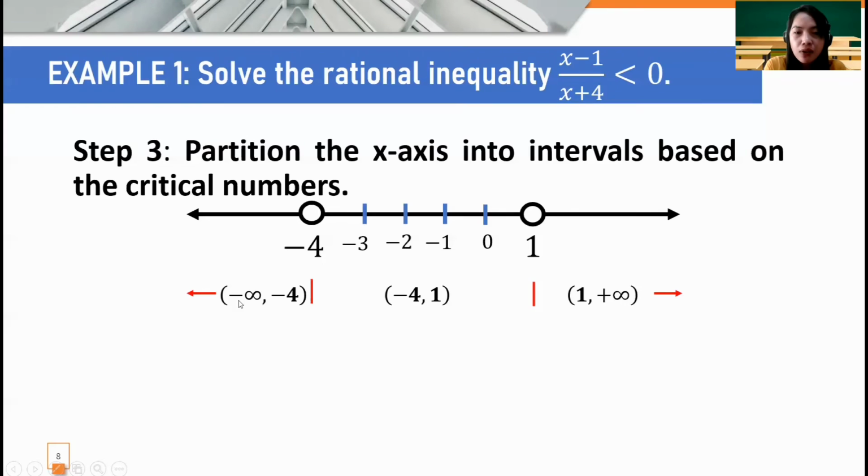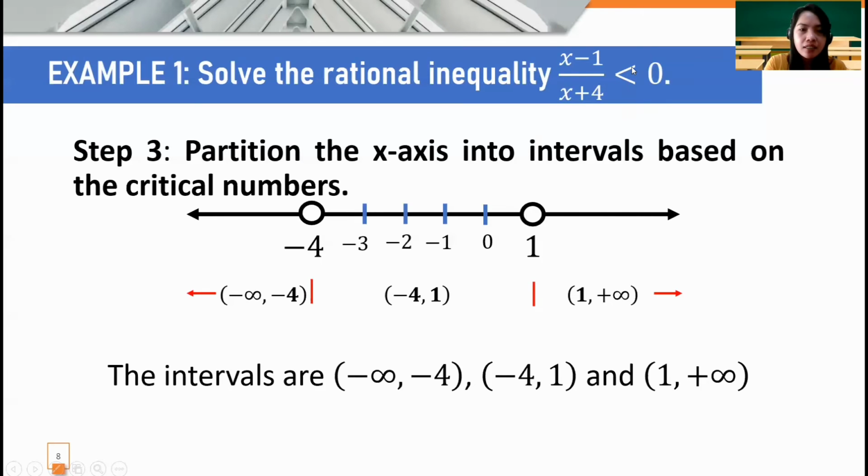So meron tayong tatlong interval dito sa number line. So we have here the first part from negative infinity hanggang negative 4. Second part from negative 4 hanggang positive 1. A third part from 1 to positive infinity. Take note that is an open circle because we have used in the rational inequality a less than symbol. Next, the intervals are this.